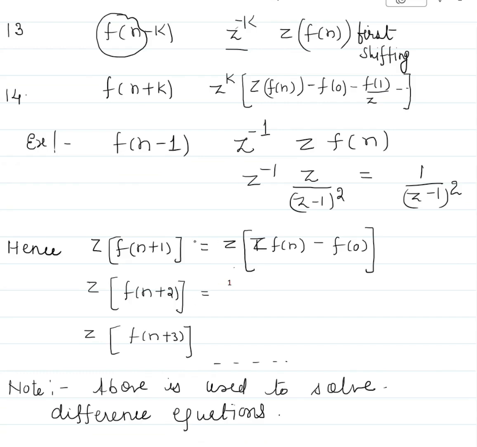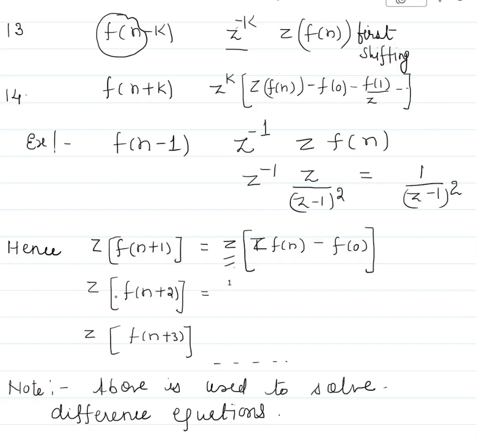Now suppose we are finding the z transform of f of n plus 1. To find the z transform of f of n plus 1, f of n plus 2, f of n plus 3, and so on, we have to use this particular concept. We write first the z transform of the function, and we will just shift this one by using the initial value. Since it is 1, you will just shift to this f of 0. So the z transform of f of n plus 1 equals z times F of z minus f of 0, and it is multiplied by z.